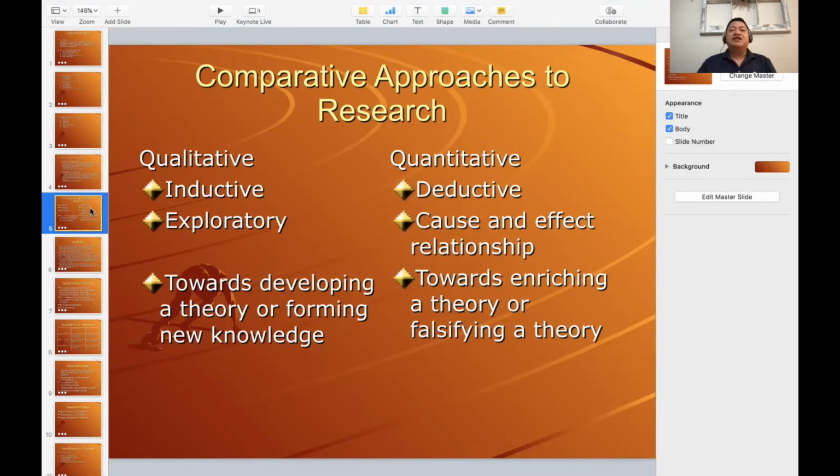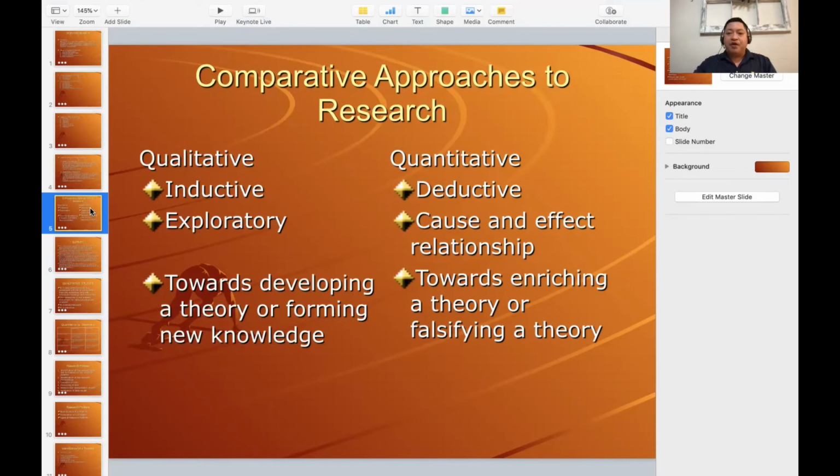While quantitative research method, it is deductive. You already have a theory. Now you will apply it. Usually it has variables, an independent and a dependent variable.